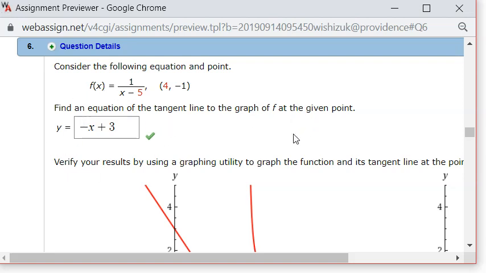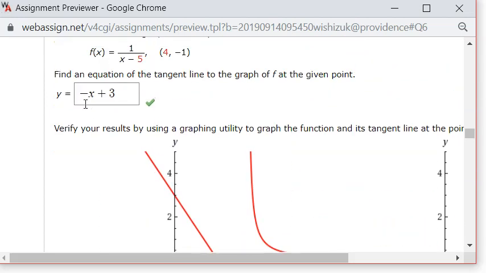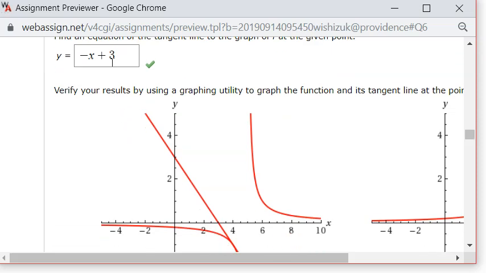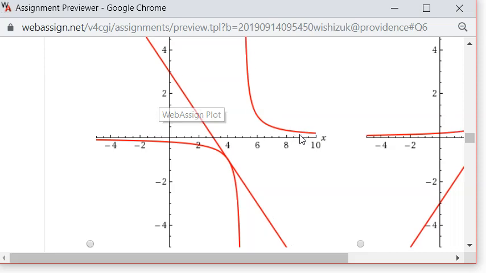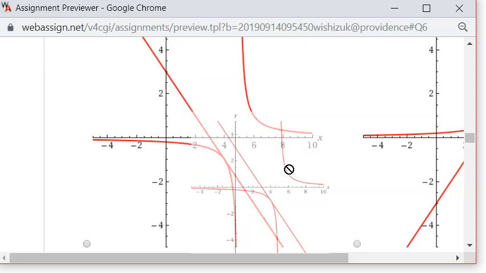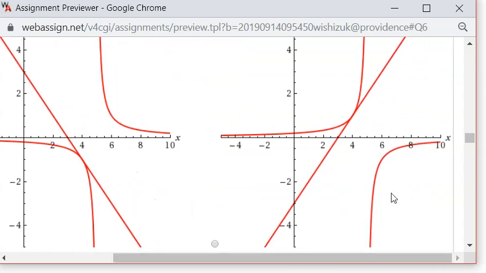All right, so let's look for the correct picture. All right, so you have negative x plus 3. Let's look for this picture. All right, so the y-intercept is 3 and the slope is negative 1. All right, so the first picture, y-intercept is 3 and the slope is negative 1. So that looks like it. All right, how about the second picture here? If you look at the second picture, right?